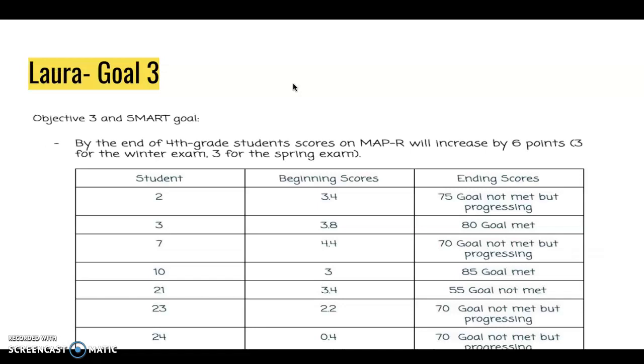And finally, SMART Goal number 3. We can see that gaps are still present, but gains were being made. 2 students met standards, and 4 are on their way to really meeting those standards and achieving goal number 3.